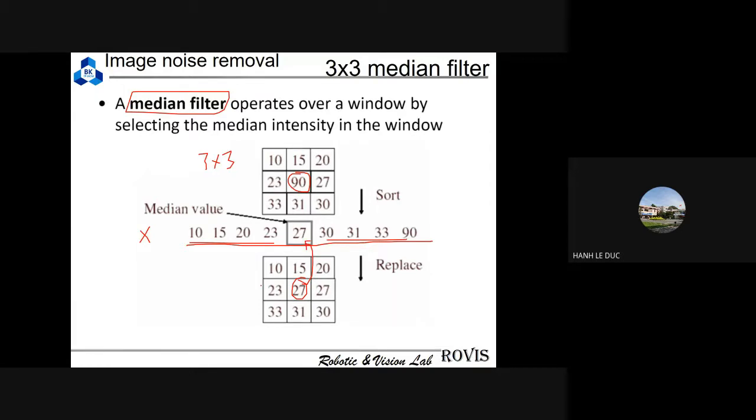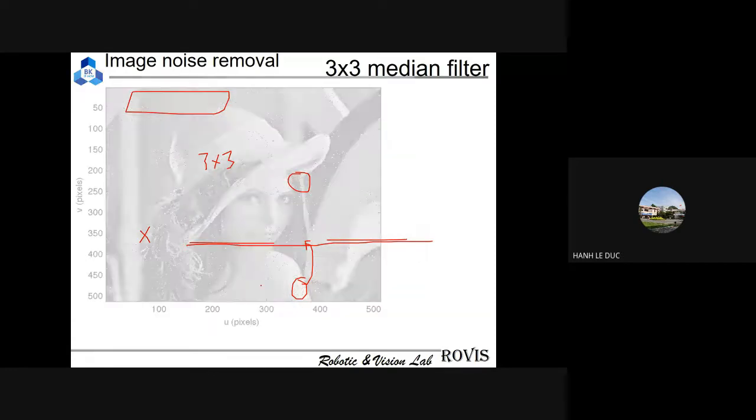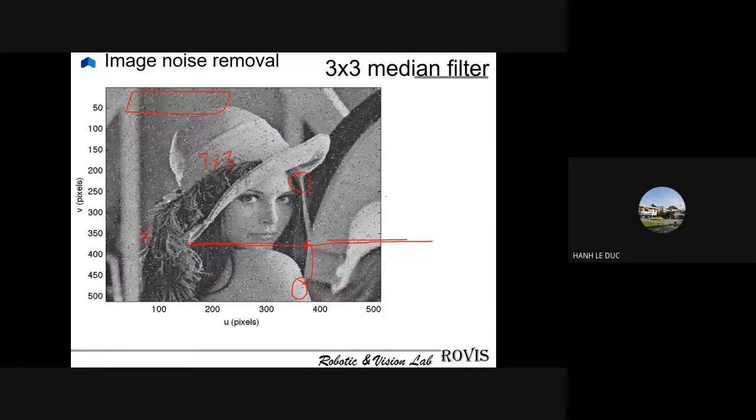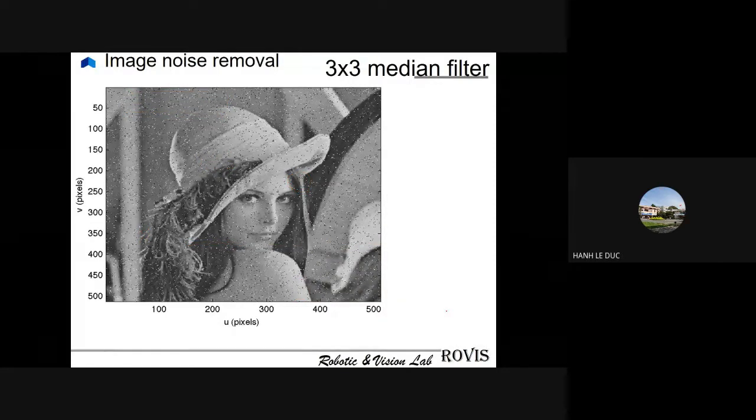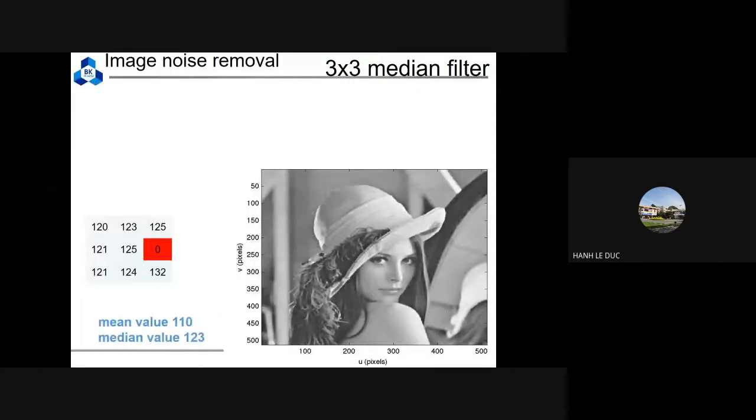So this is the median filter. Okay. So this is an example. This is the image with the background noise. And if you apply the median filter, you can get this image.